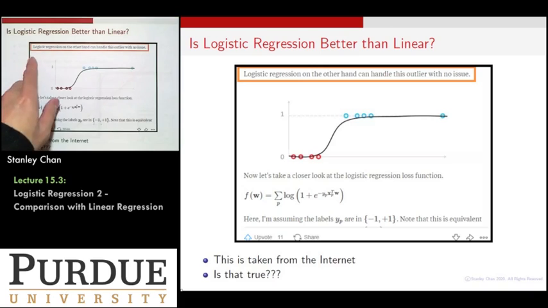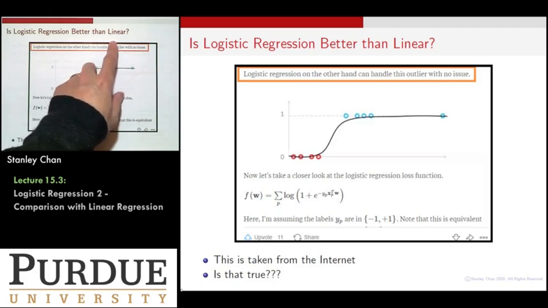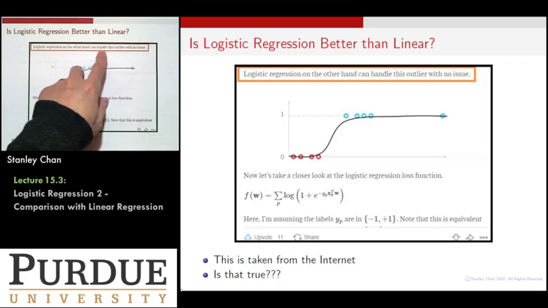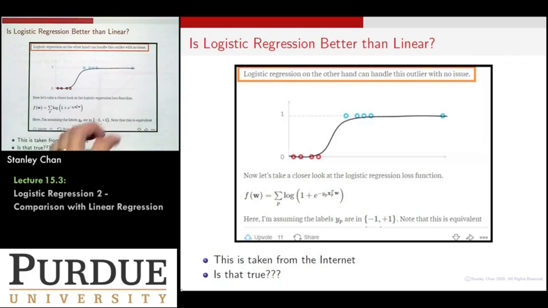So the person who asked the question asks, is logistic regression better than linear regression? And then the guy who responds says that logistic regression, on the other hand, can handle this outlier with no issue. So you can see that I'm skipping the discussion before and after.